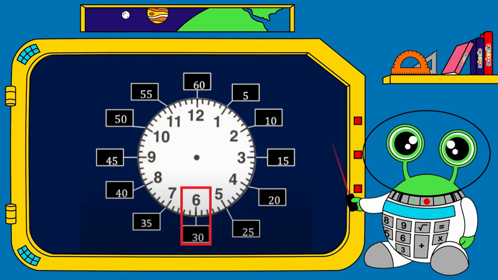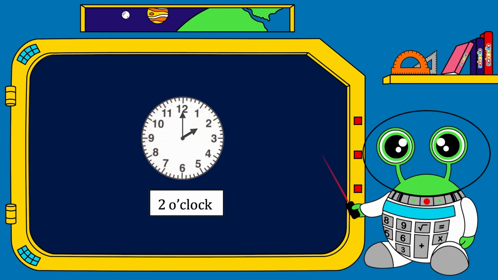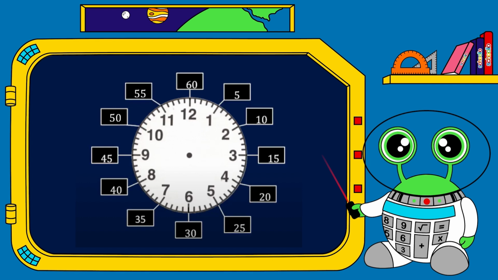You'll learn that whenever the minute hand is pointing at the 6, it's 30 minutes past whatever hour the hour hand is showing. So the hour hand tells us the hour, and the minute hand will be pointing at another number. We can count by fives to see how many minutes past the hour the minute hand is showing us.